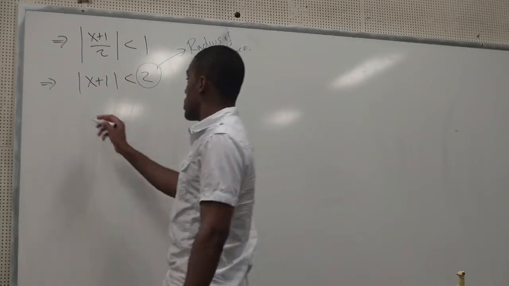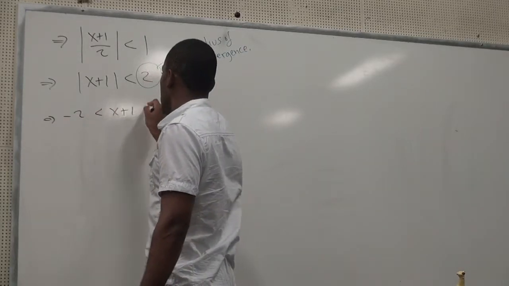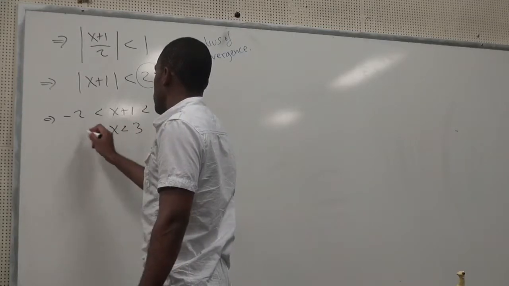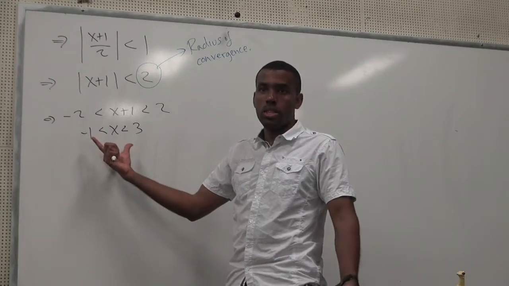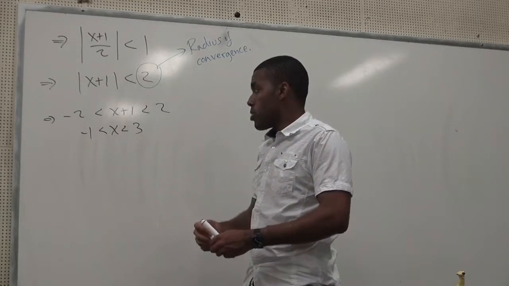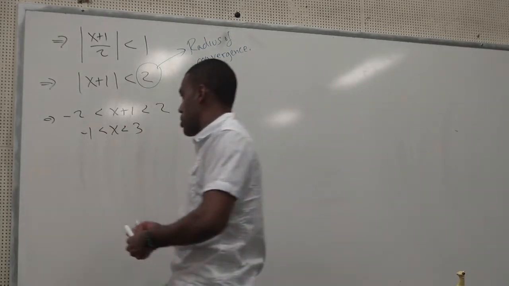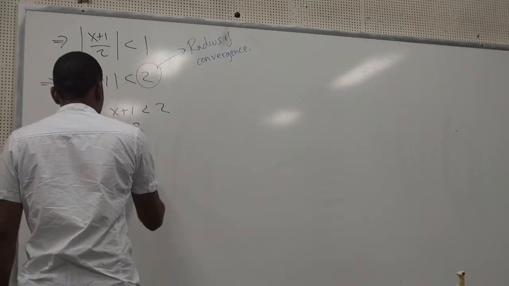It's going to be half the length of the interval that we find. So now this just means minus 2 is less than x plus 1 less than 2, which means that x is between minus 3 and 1. Right? So the length of the interval is 4. Half of that is 2, which is the radius of convergence. But remember, you always have to check the endpoints. It might be that it converges at the endpoints. So here you check endpoints.